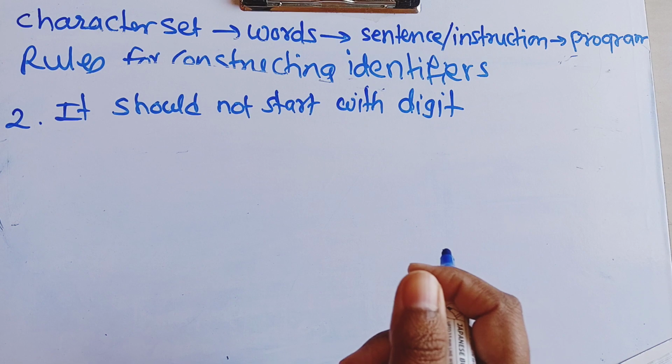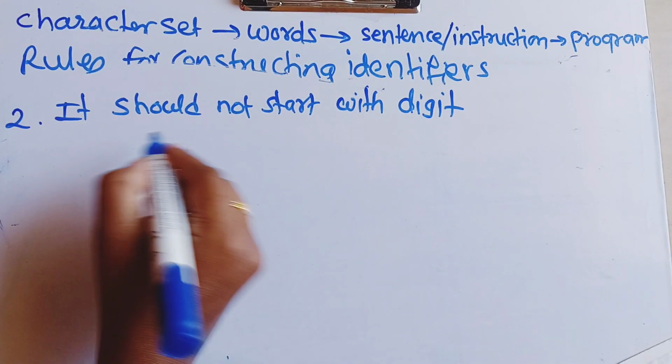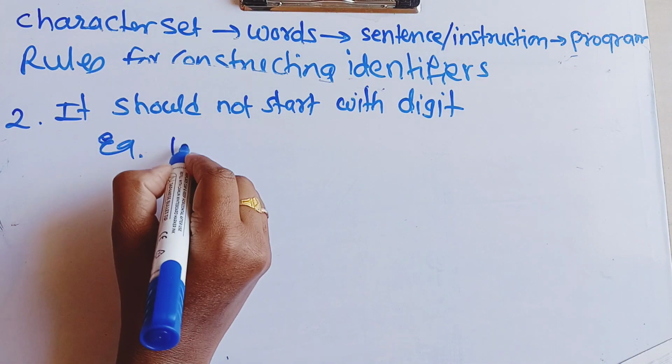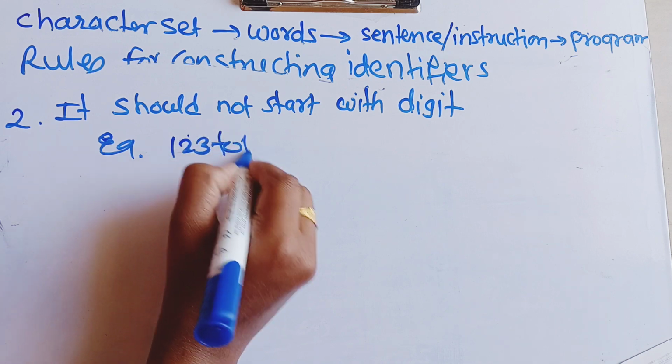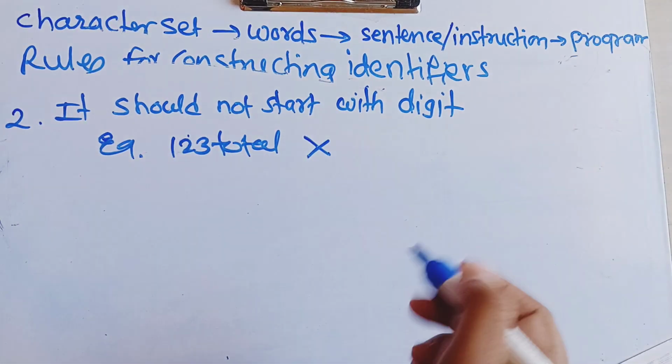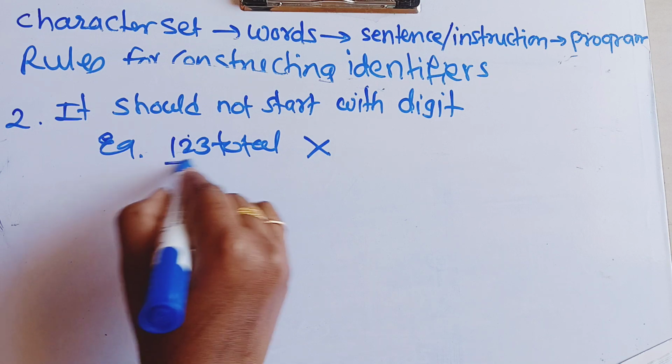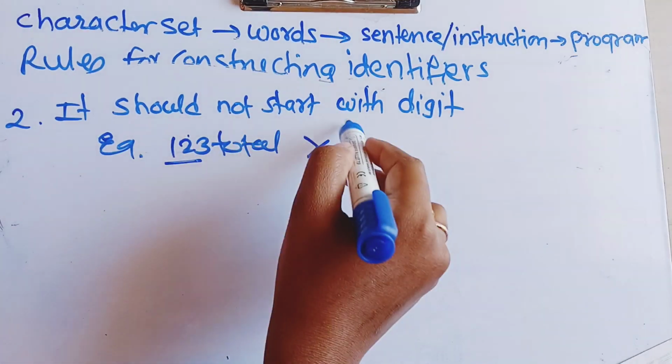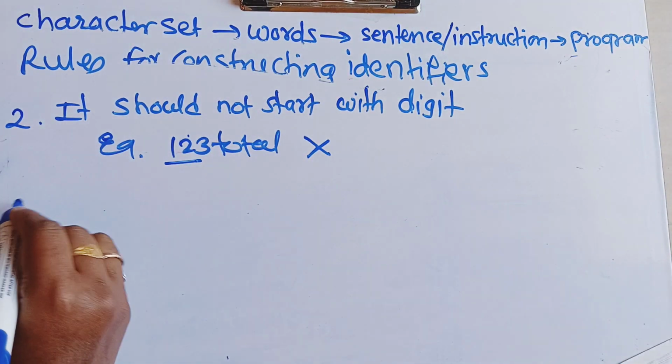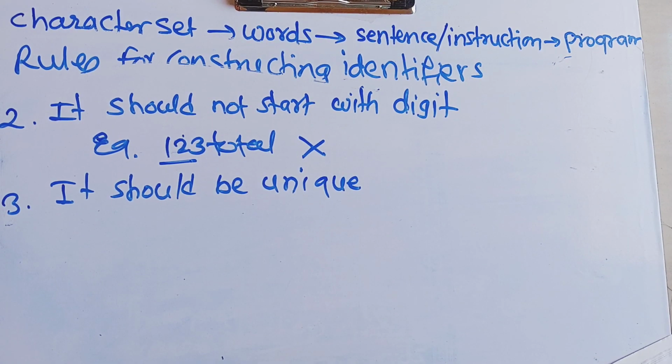The second rule is it should not start with a digit. What is the meaning of this? Example, let's say I am using 123total. Is it allowed? It cannot be used as an identifier because it is starting with a digit, and the rule says it should not start with a digit. So let us see the third rule. The third rule says it should be unique.